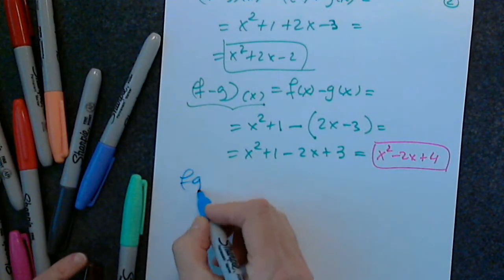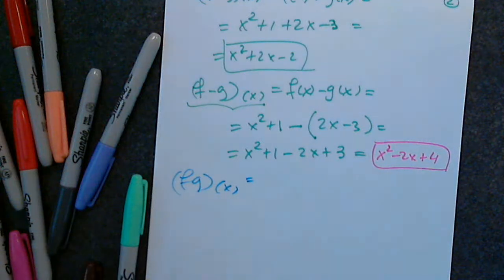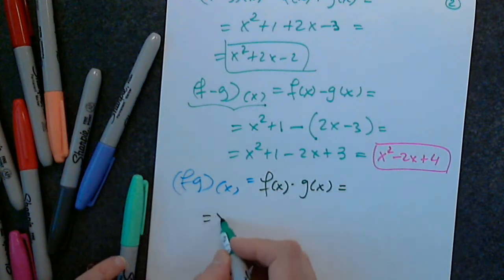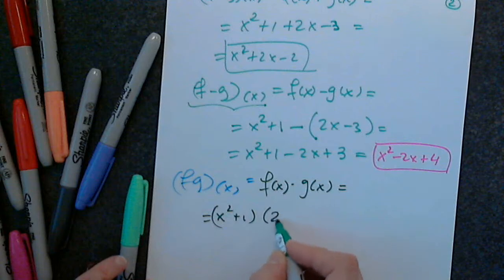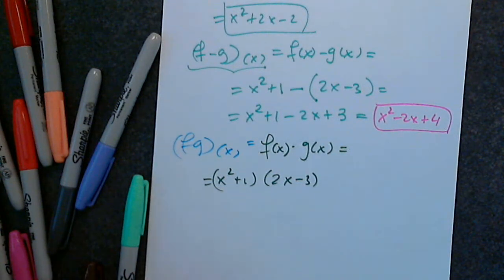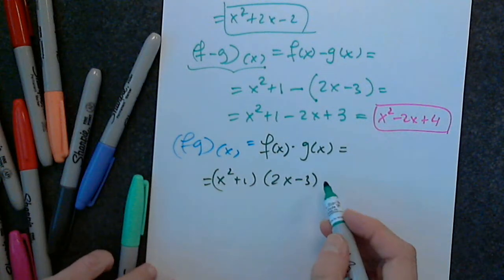So now I want fg of x. What does that mean, and what am I asked to do now? Correct, very good. So then I have f of x times g of x, and I write x squared plus 1 times 2x minus 3. Yes, I have to distribute. There are two binomials, and I've learned how to distribute a long time ago.